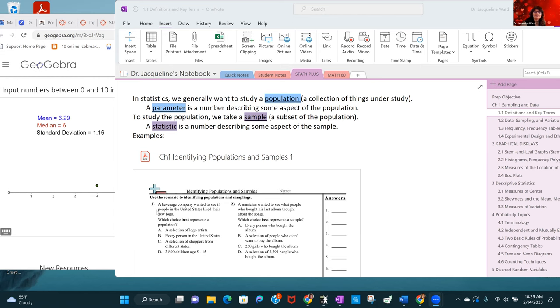So if they wanted to see what all people in the US think, then every person in the US is going to be the population that they're interested in. Okay. It would be interesting to see what a selection of logo artists think, but that's a different question, right? So this is really asking, what is the best choice for the population? So the population they're looking at is all people in the United States.